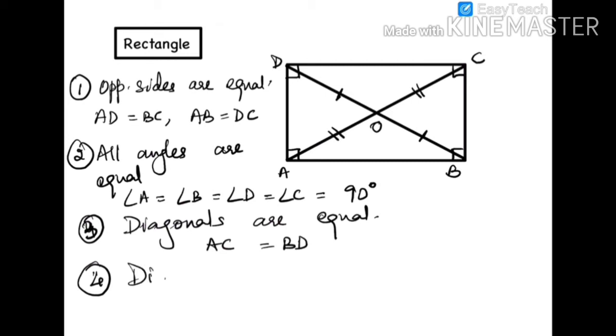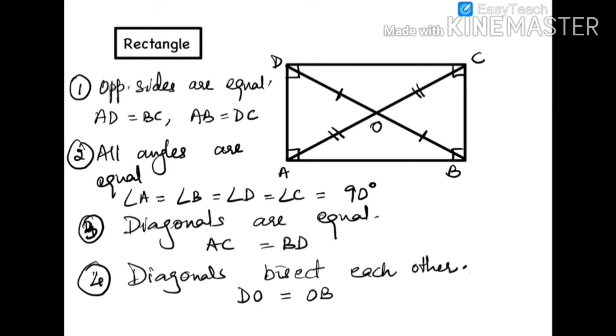So here diagonals bisect each other. Remember, they are not perpendicular to each other. So DO is equal to OB and AO is equal to OC.